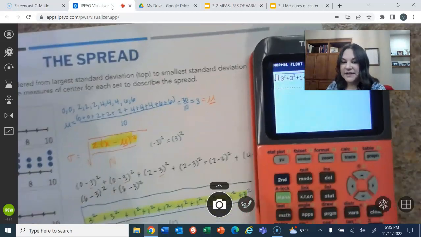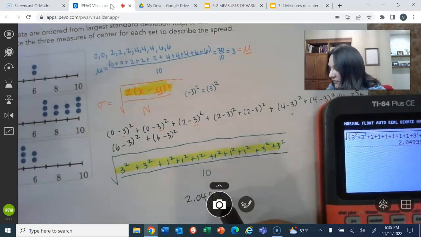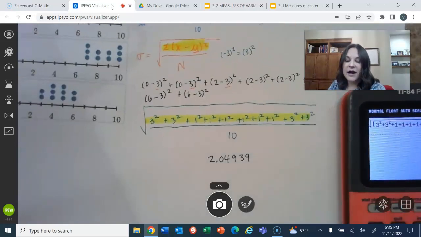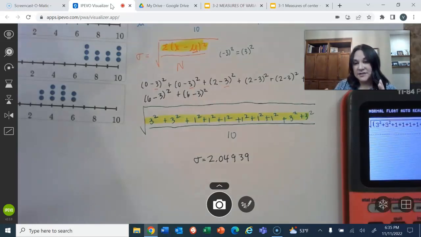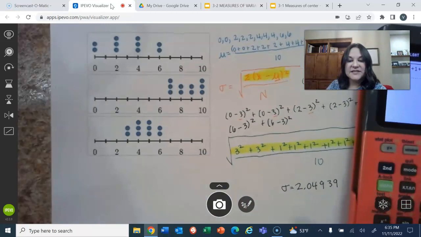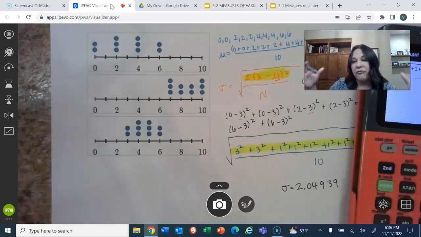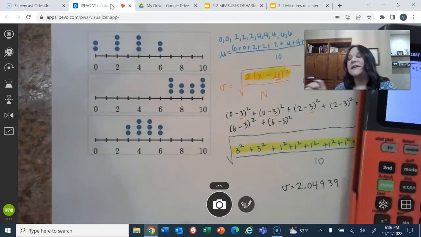2.049. Write it down as reference here, 2.04939. That is our standard deviation, the typical distance that a value in the data would be away from the mean. And if you think about it, the mean is 3, and if you think about the number 6 that's in the set, 6 is 3 from 3. My standard deviation is about 2. So it is giving you typically about how far away values are from the mean if you were to randomly pick a number from the set.